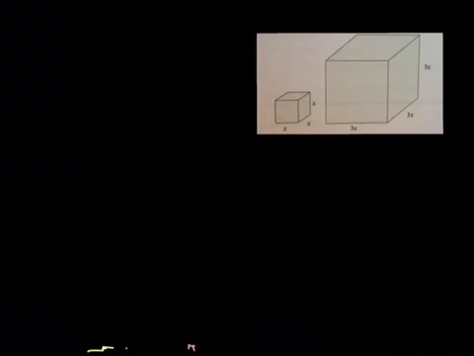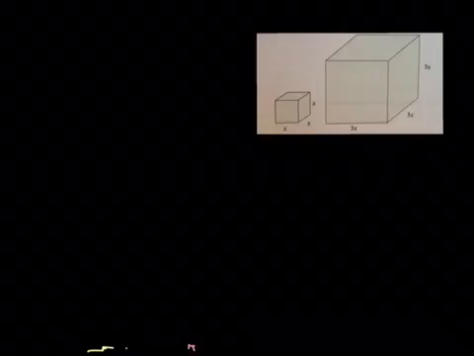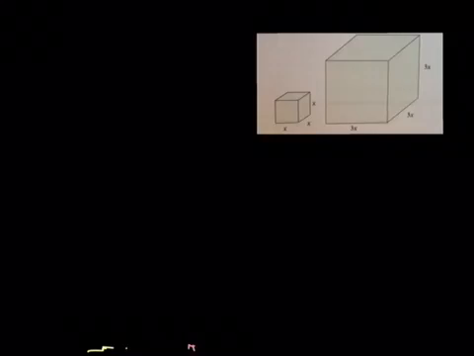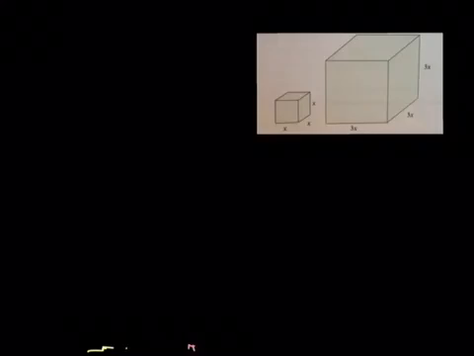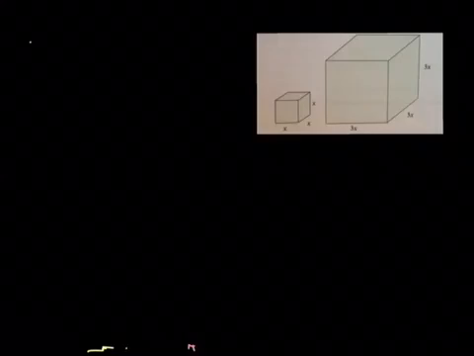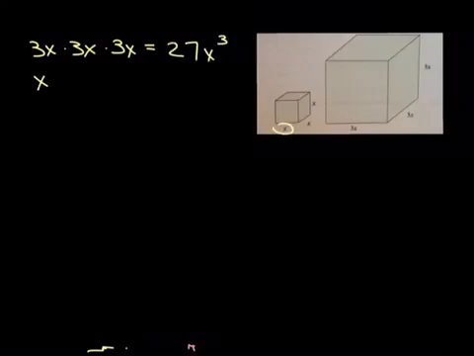Now this one is example number 12, and it's the same thing, only we have cubes. So it's asking how many of these smaller boxes will fit into this big one. So in the last one we just took length times width because it was area. Now this one's volume, so we have to take length times width times height. Gives me 3 times 3 times 3 is 27, x cubed. This one here is x.